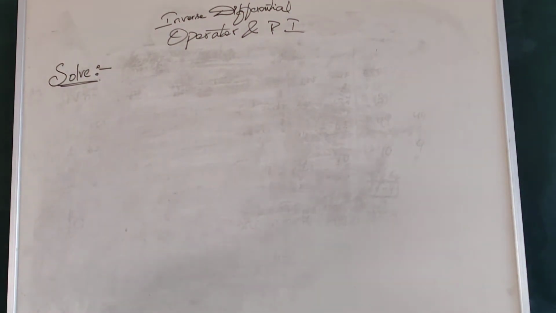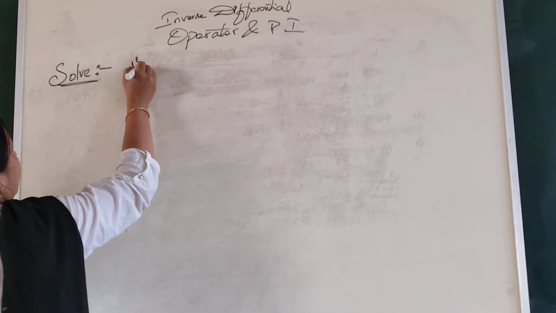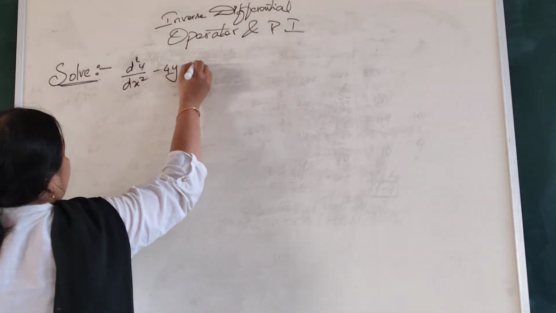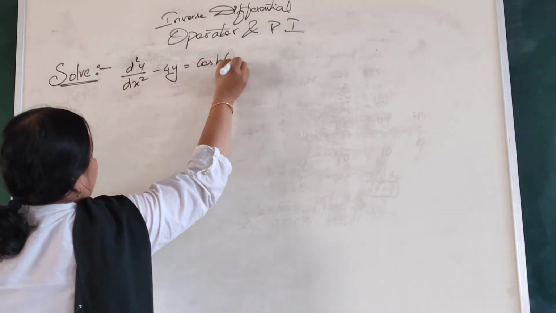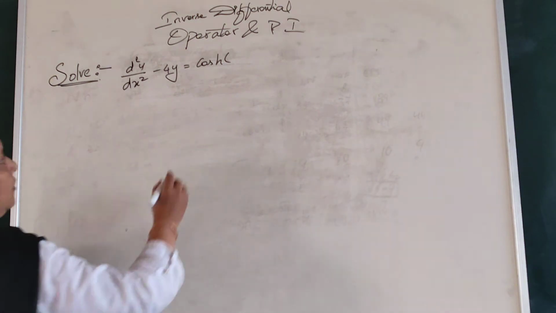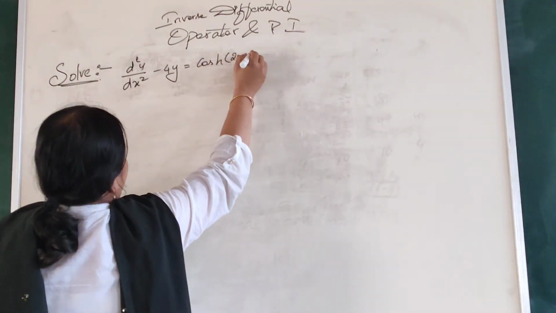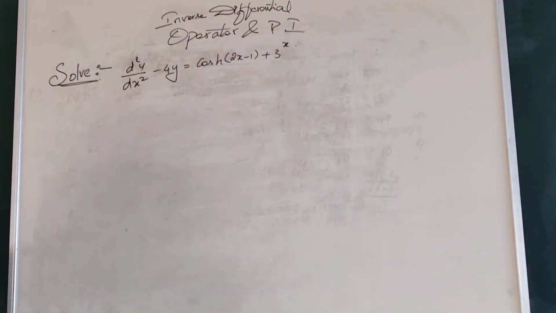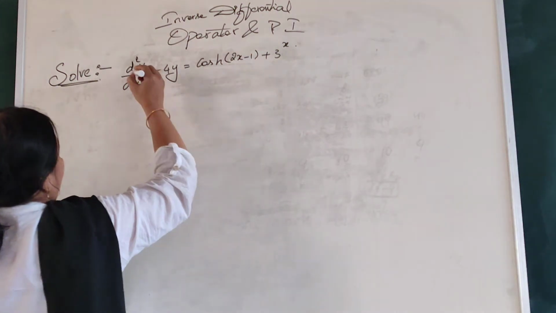Okay, so the question says like this: d square y by dx square minus 4y is equal to cos hyperbolic function of 2x minus 1, plus there is another function also here, 3 raised to x. Even this one can be done in the type 1 format.